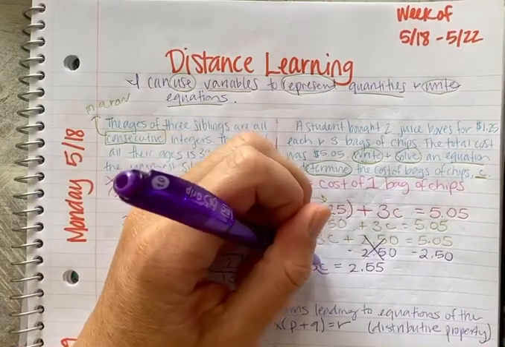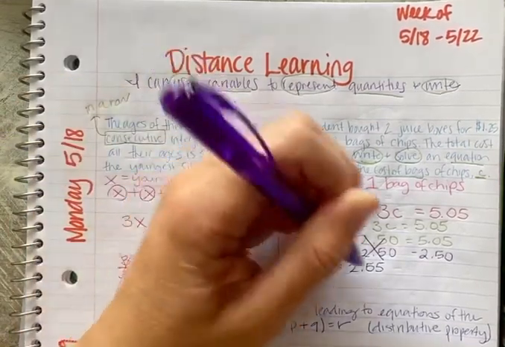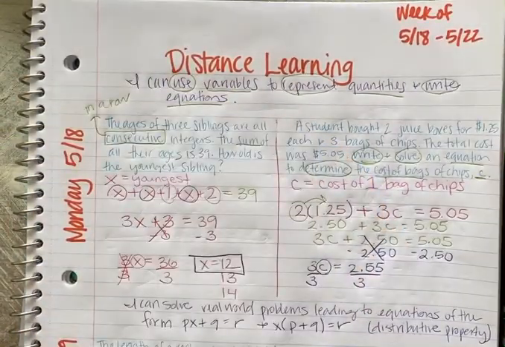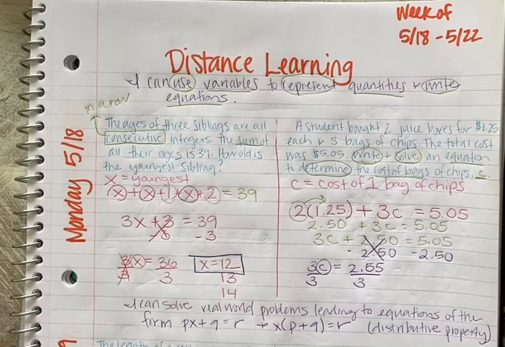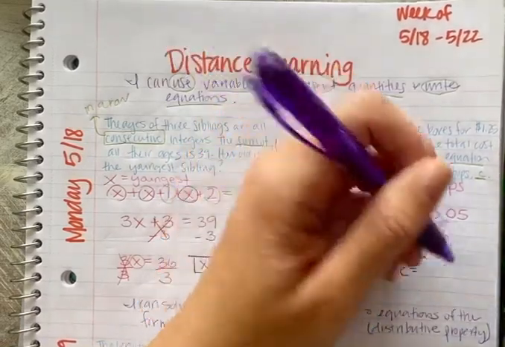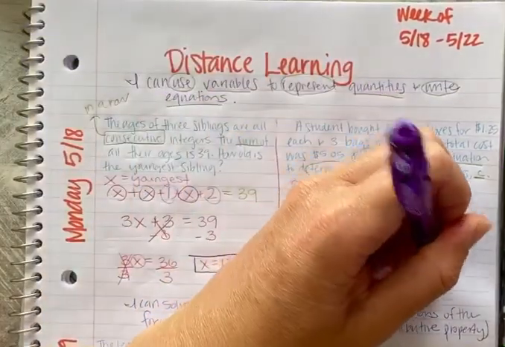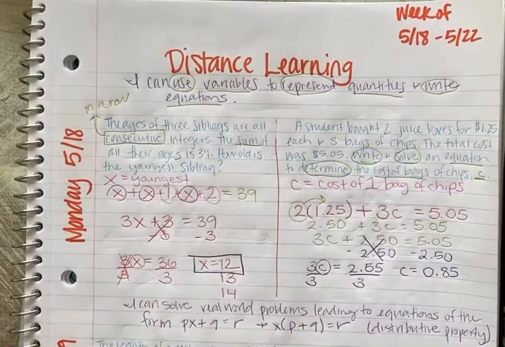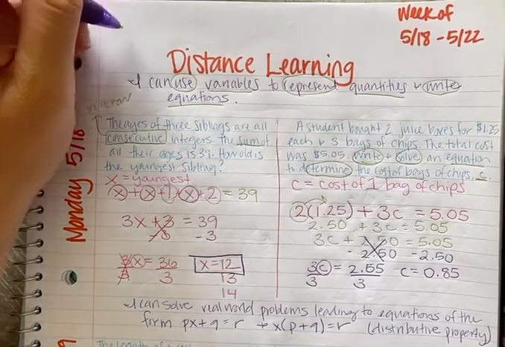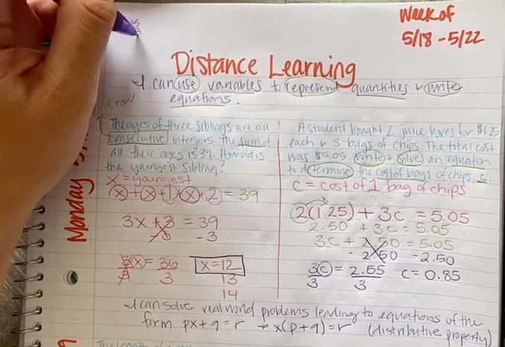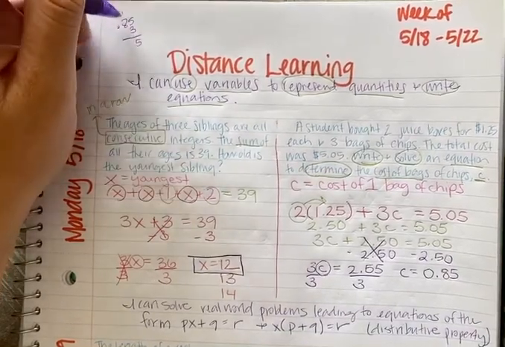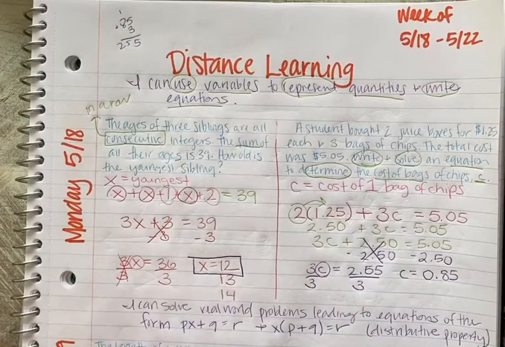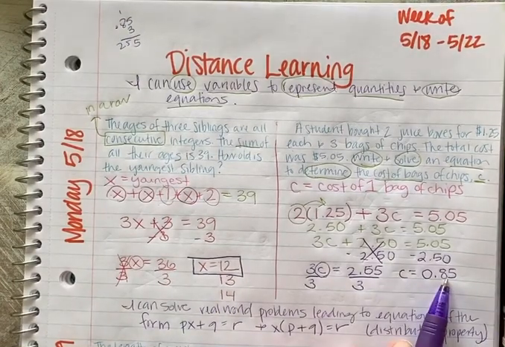And in order to solve for C, I'm going to have to divide by 3. And let's see, I believe that comes out to 85 cents. That was in my head, so let's check that. So if the cost of 1 bag of chips is 85 cents, that means, running out of a little bit of room here, 85 times 3, yep, 255. So the cost of 1 bag of chips is 85 cents.